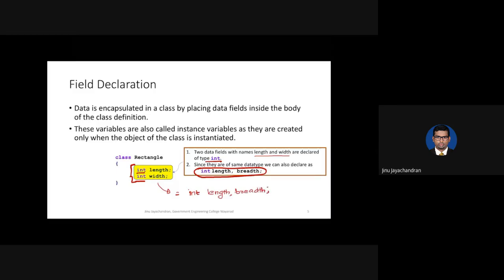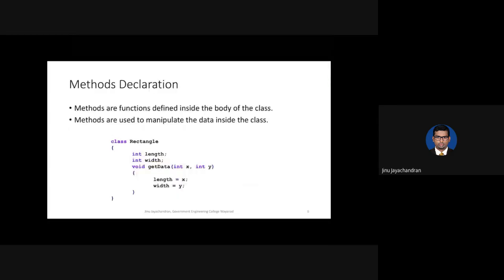You can declare it like this also. Okay. And so this is how you declare a field inside a class. Now let's see how we can declare a method. Method, as I said earlier, is basically a function, and functions are defined inside the body of the class.